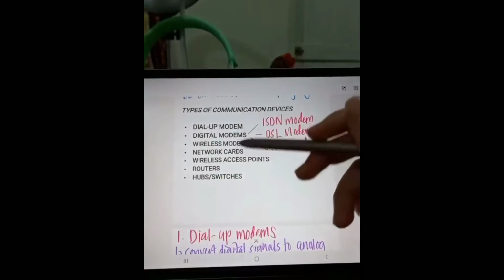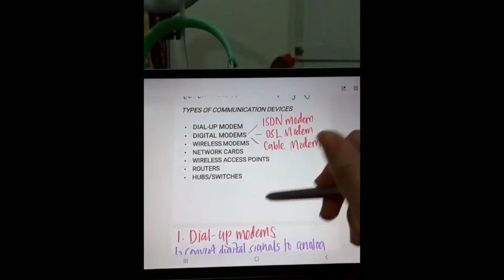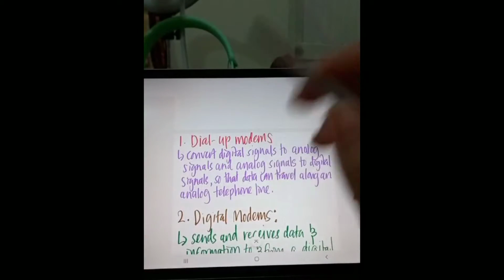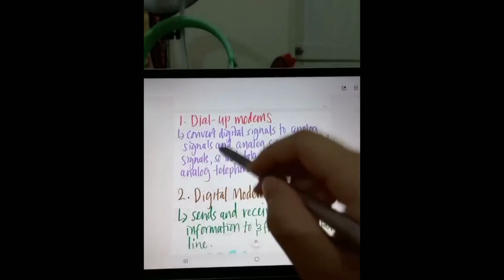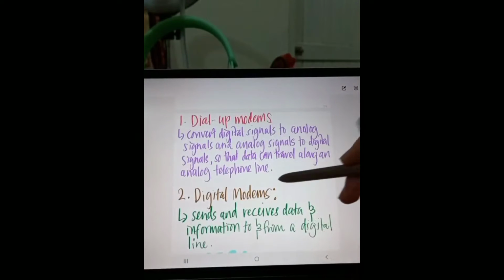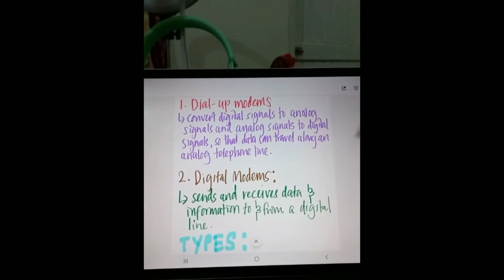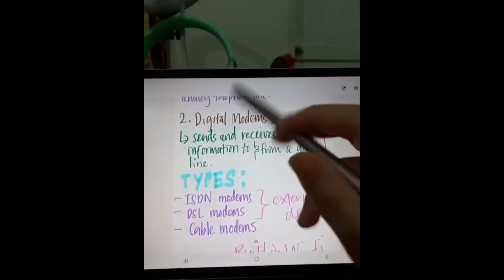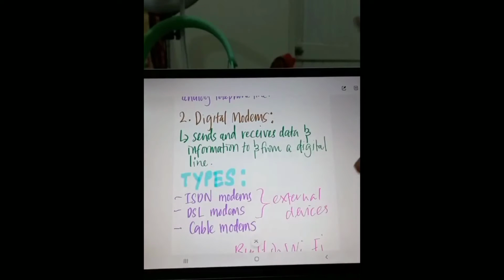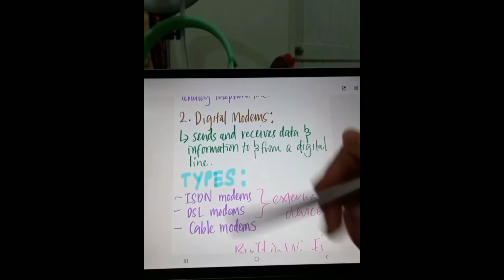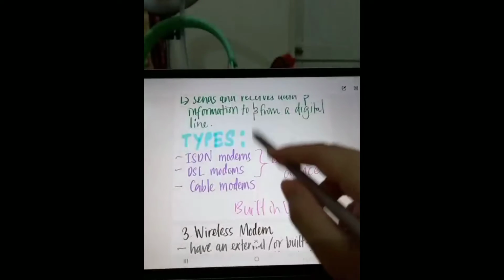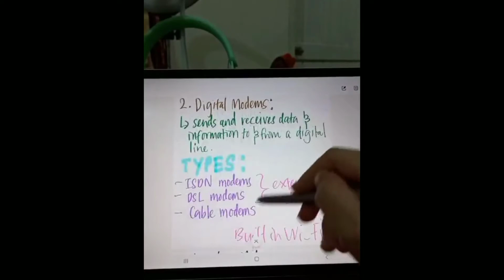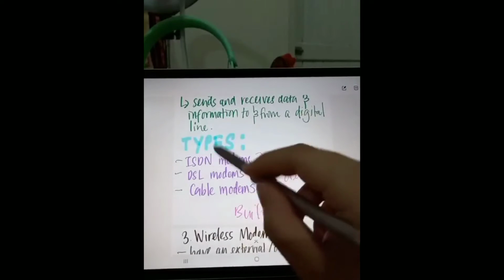So let's go through the types of communication devices one by one. Let's start with the dial-up modem, which converts digital signals to analog signals and analog signals to digital signals so that data can travel along an analog telephone line. Secondly, digital modems send and receive data and information to and from a digital line. The types of digital modems are ISDN, DSL, and cable.